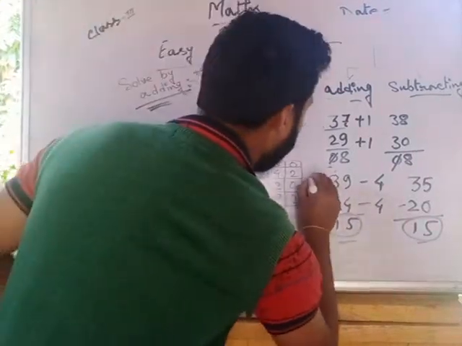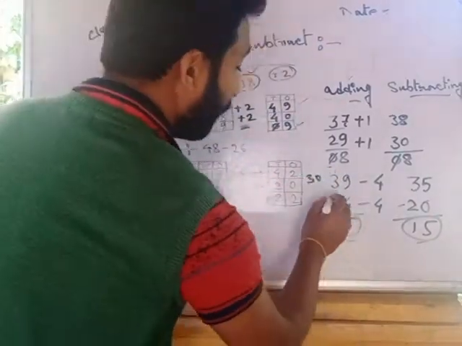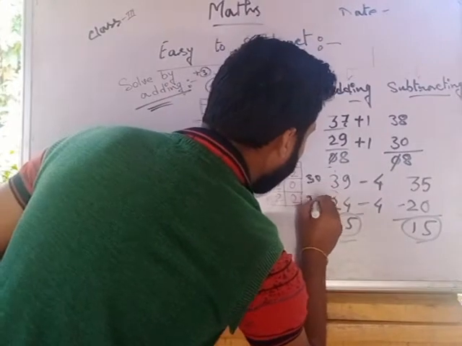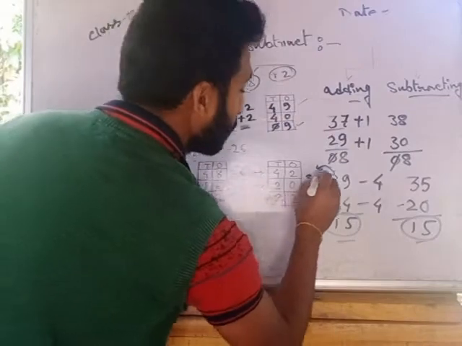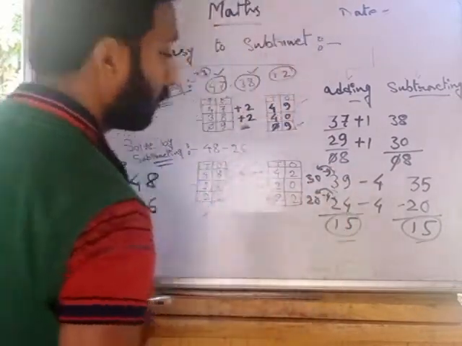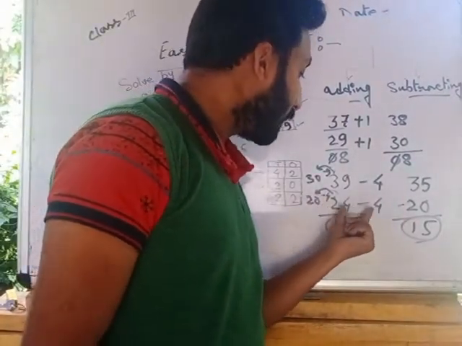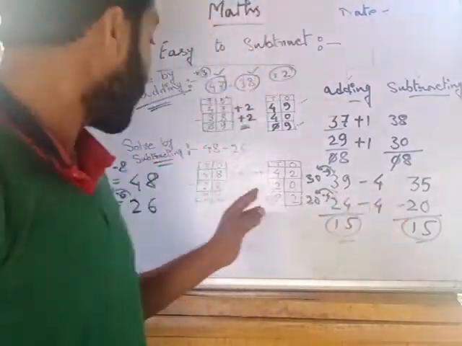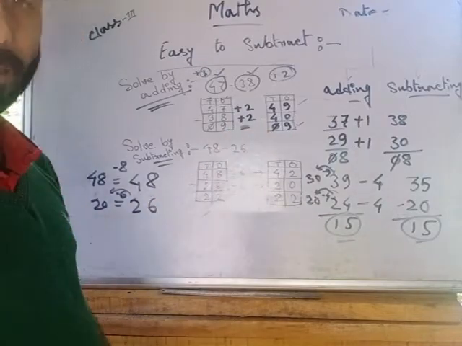Okay, on that time, before 39 the multiple of ten is 30, and before 24 the multiple of ten is 20, so we should subtract 9 and subtract 4. This one is the easiest way, that's why you should subtract 4 from here and also here. Okay, the same number you should subtract from both of the numbers.